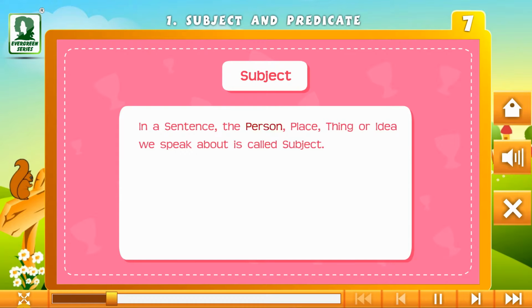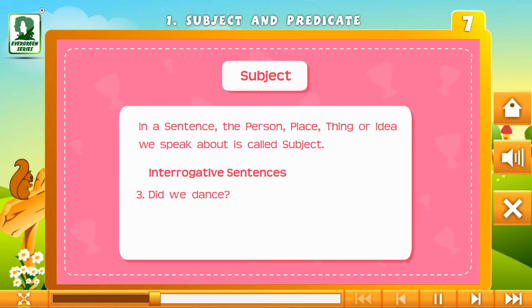In a sentence, the person, place, thing or idea we speak about is called subject. For example, Delhi is the capital of India. TV is a wonder box. In these sentences, the words Delhi and TV are subjects. Normally the subject comes before the verb, but in interrogative sentences, it comes after the helping verb.